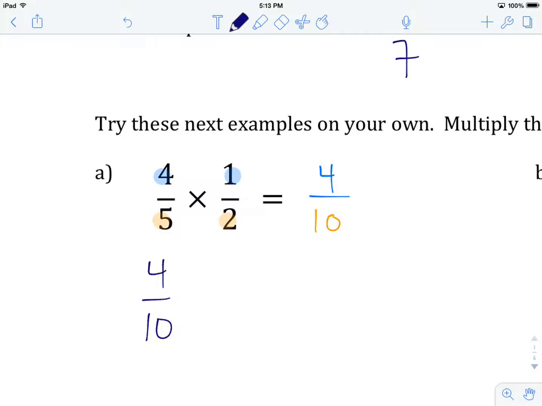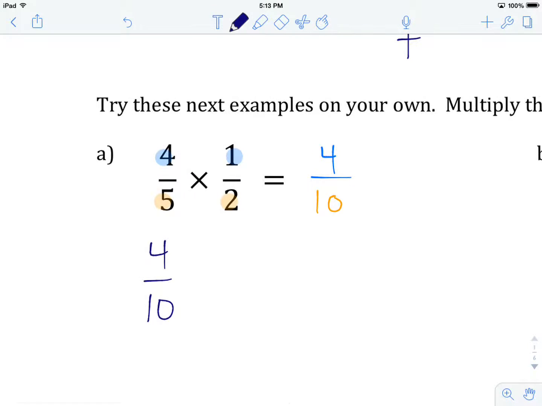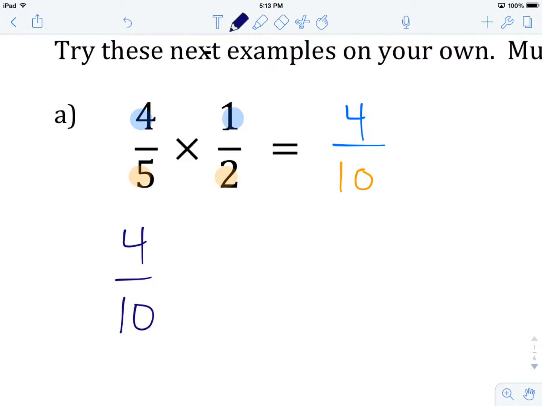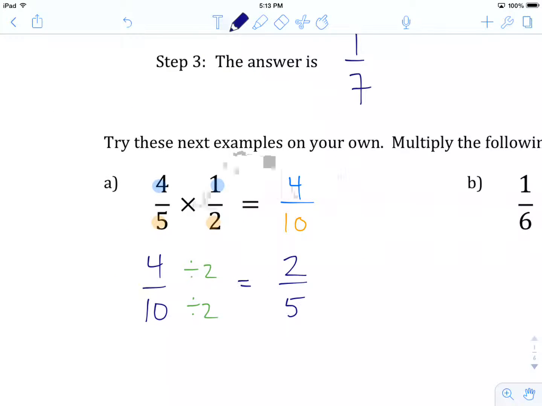We're looking for a factor that is common to both our numerator and our denominator. When we look at our factor chart, we see that that is going to be 2. So we are going to divide both our numerator and our denominator by 2. That's going to give us 2 for our numerator and 5 as our denominator. So our answer is 2/5.